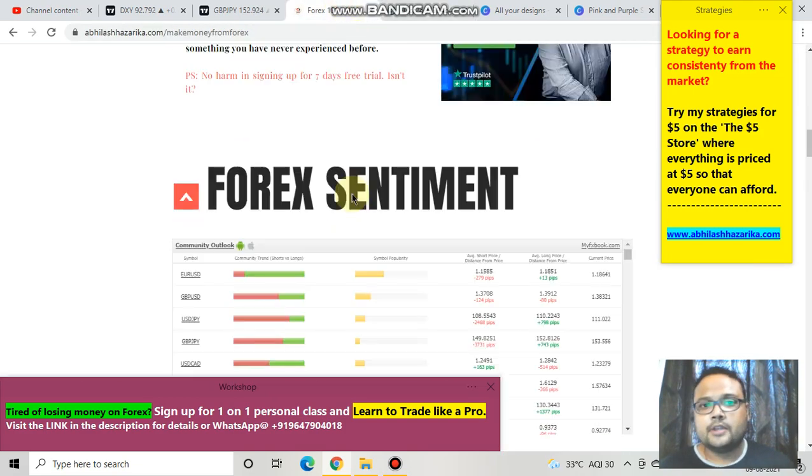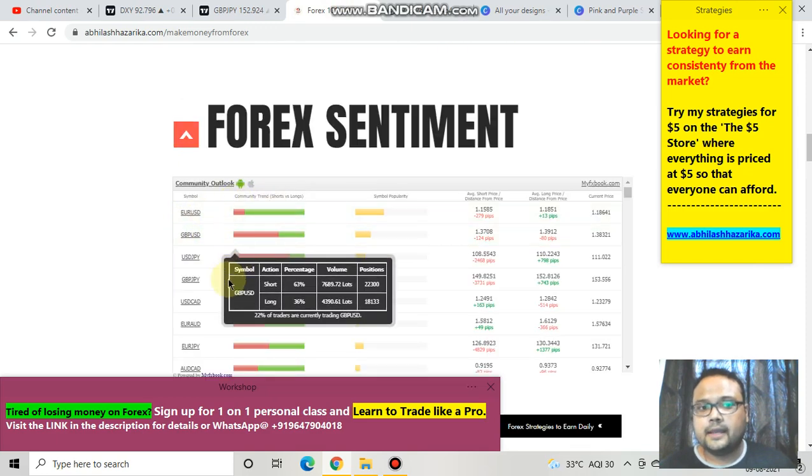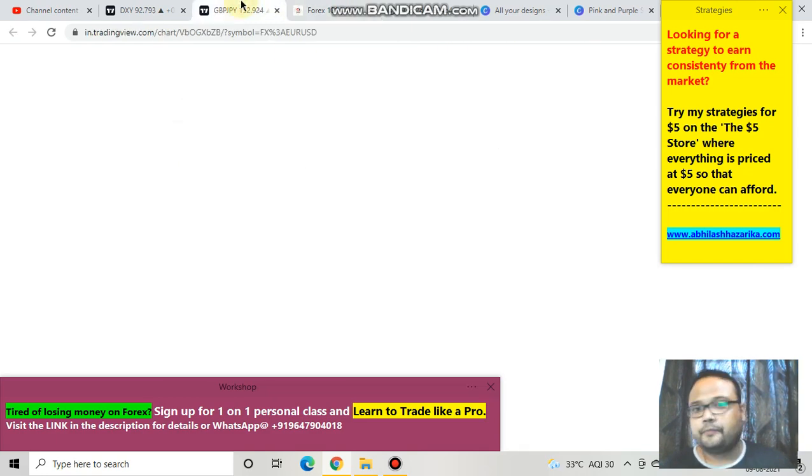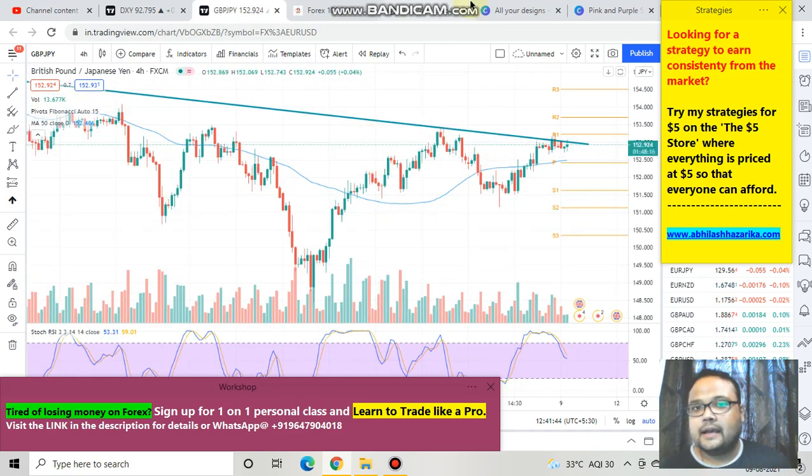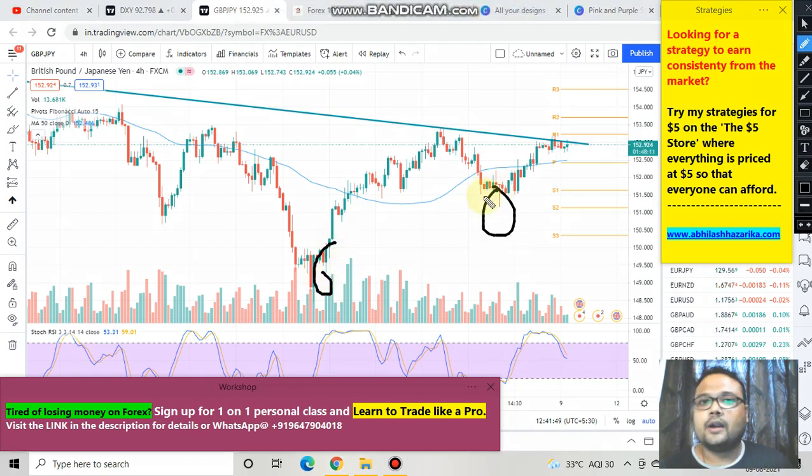Anyways, so retail traders are mainly short in this market. Okay, but we have seen on the weekly chart that market looks extremely bullish. And in this chart also you can see that market has formed a lower high here. So therefore, what should be our strategy?